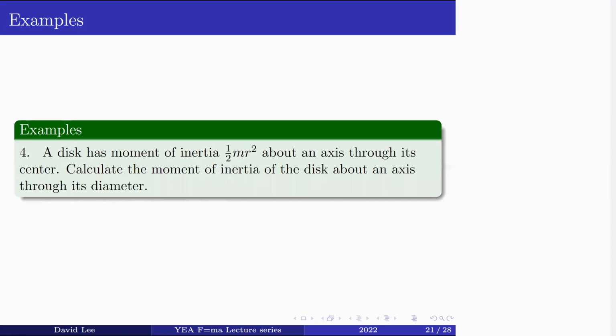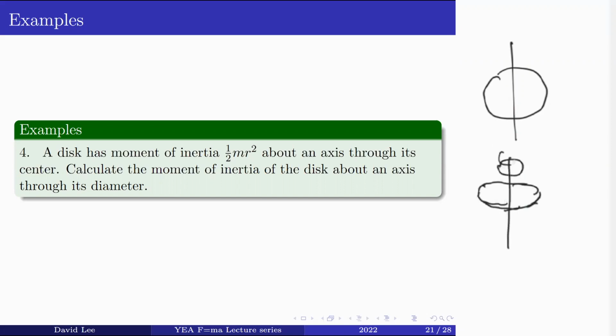Okay, it's been a while. Let's just talk about this. This is actually a relatively simple problem once you see the trick. What it's asking is, we have some disk and an axis. First of all, it's hard to draw. So we have a disk, and it's rotating through an axis around its center. And we just derived a few slides ago that its moment of inertia is 1/2 mr squared.